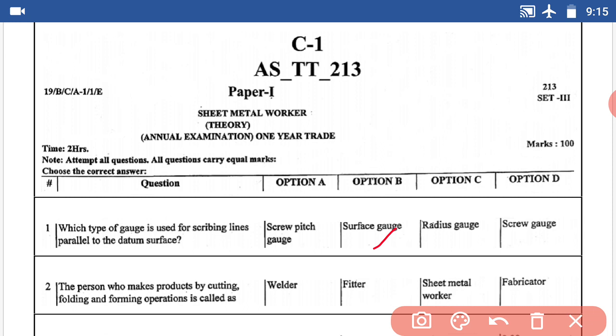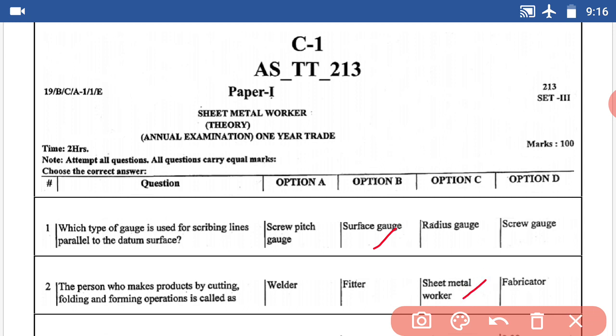Question number 2. The person who makes a product by cutting, folding and forming operations is called as dash. The answer is option C, sheet metal worker.